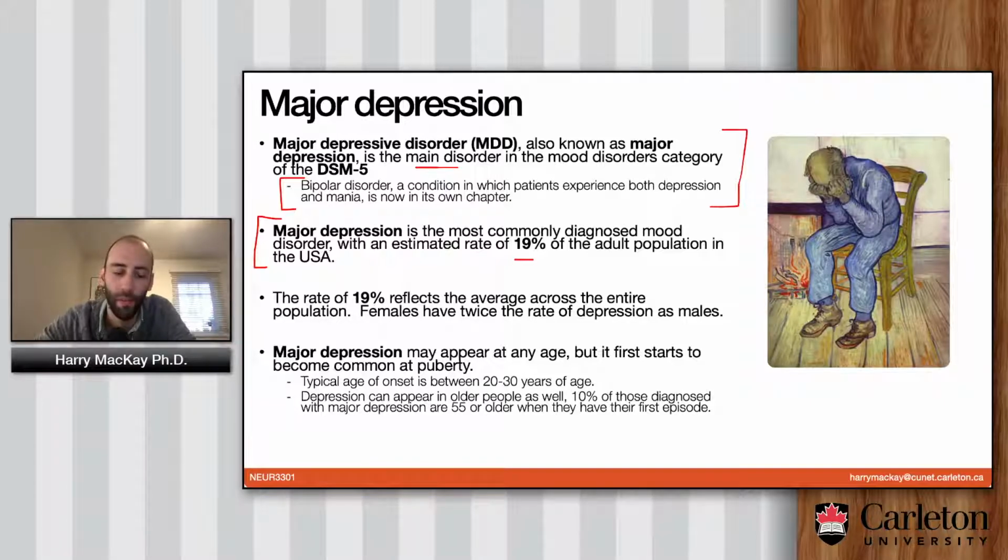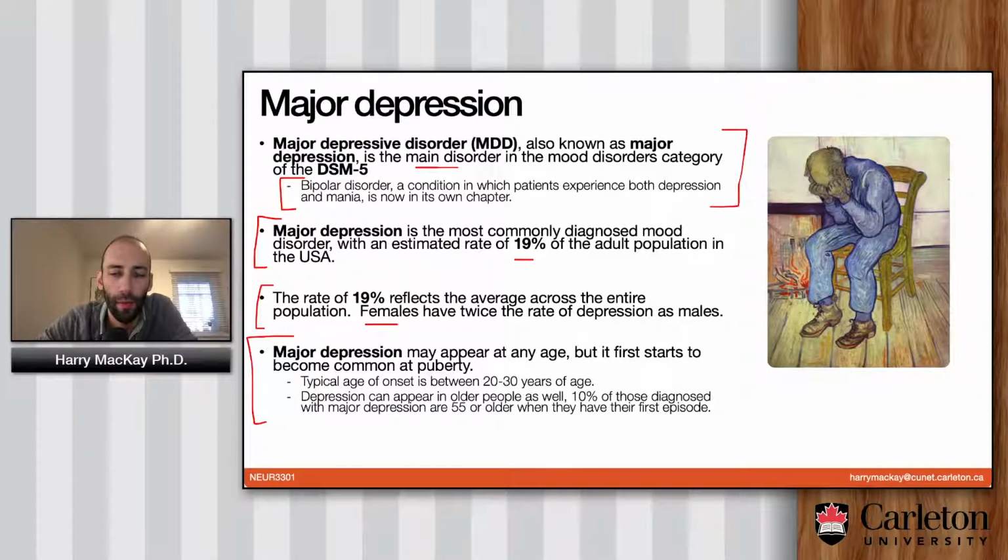And if you think about incidence, most people, I would say, would go through some spell of depression at least once in their lives, although many people have it in a more chronic way. The average is 19% across the population, but there's quite a bit of variation in subgroups. Females, for example, seem to have about twice the rate of major depression as males. It's one of the many areas where you see sex differences in the prevalence of a psychiatric or neurological condition. Major depression can appear at any age, but it tends to become common around puberty.